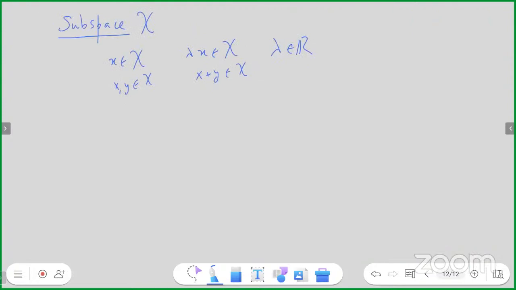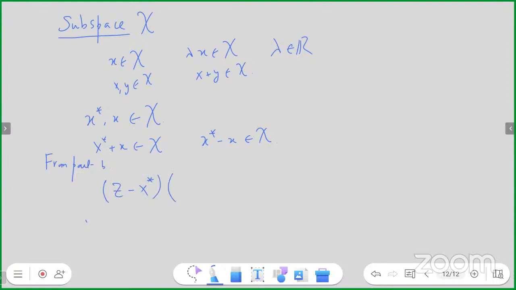Now that's the x star on X. Then I know that x star plus x belongs to X as well as x star minus x belongs to X, from part B. We get z minus x star times x star plus x minus x star. I'm just substituting for an arbitrary x as x star plus x.